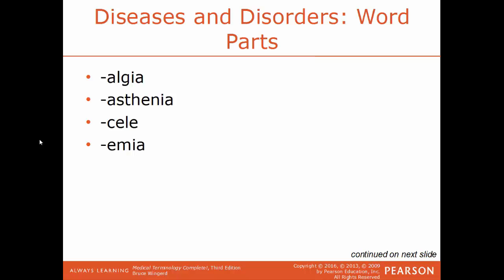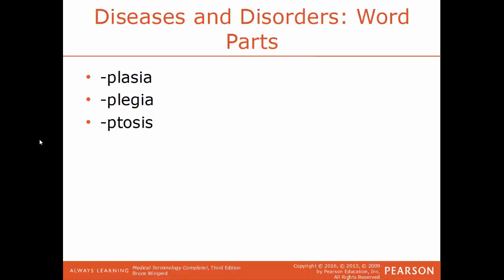Asthenia is a reference to having a lack of strength. The suffix cele is a reference to having a hernia. And then the ending emia is a reference to being of the blood or a blood condition. Genesis is the formation of or the creation of. Itis means the inflammation of. Malacia means the softening of. Oma is a reference to a tumor. And osis is a reference to an abnormal condition.